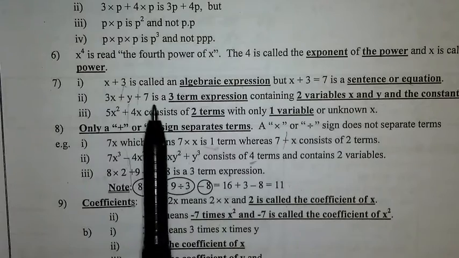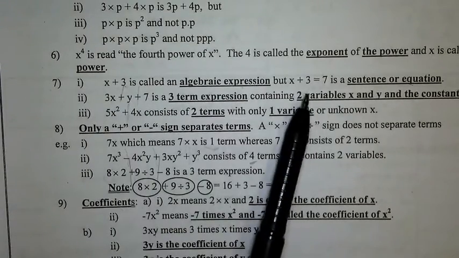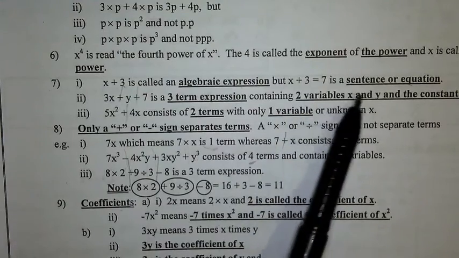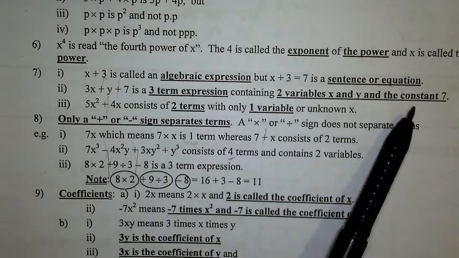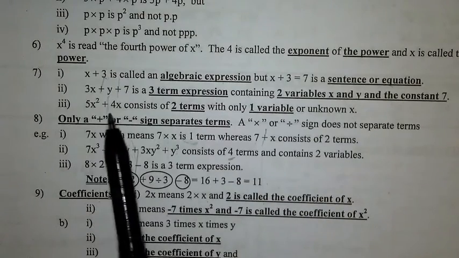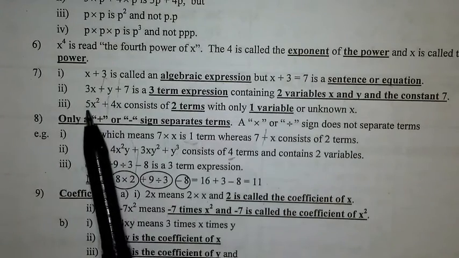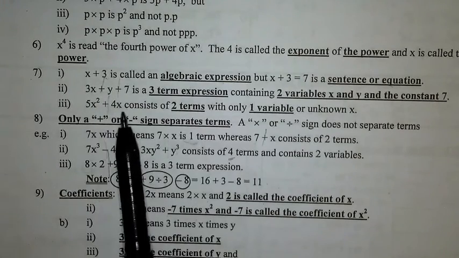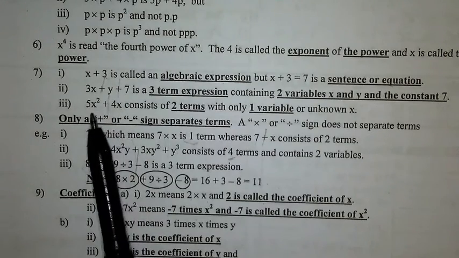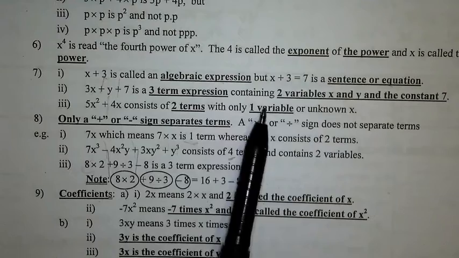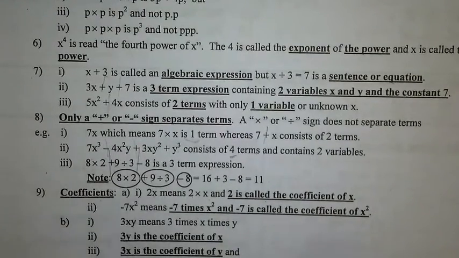Look at the variables there. You'll see it's an x and a y. So it contains 2 variables, an x and a y. 7 is called the constant. If you look at this one here, you'll see the plus sign will separate. So that means it consists of 2 terms. My alphabet letter is only an x, and there's no constant, so that's 0.